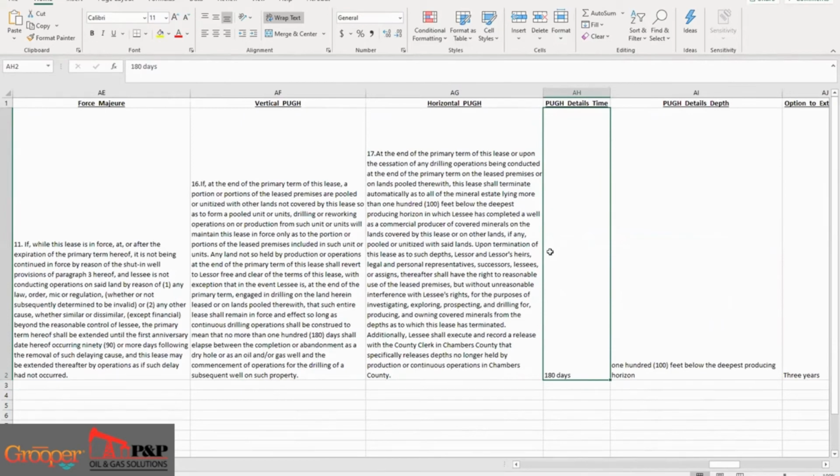So when you change it inside that data review section, that becomes the answer. It overrides what Grooper extracted with what the lease analyst tells it should be the answer. And then that's what it exports out to Excel. And so now I've got that answer inside of Excel.